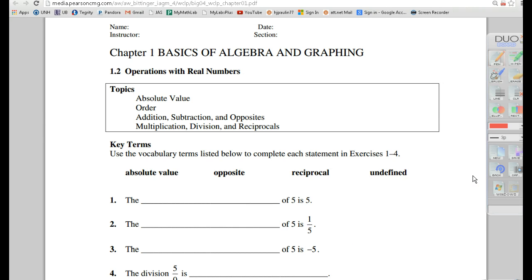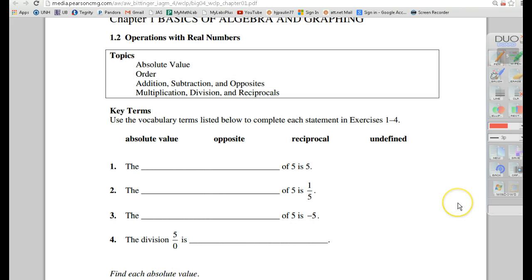Okay, we're going on now to topic 1.2, operations and real numbers. And we have some vocabulary words to start us off. And let's check them out here. Absolute value, opposite, reciprocal, undefined.